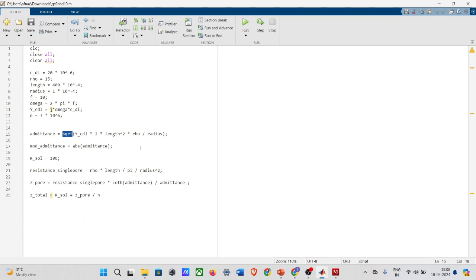Please check my case: if I do not take the square root, then my answer is coming 0.06. Ma'am, that is only magnitude, I think, right? And we are calculating Z total, that is our solution resistance plus Z code divided by N. And Z code we know is R coth under root lambda divided by under root lambda, right?